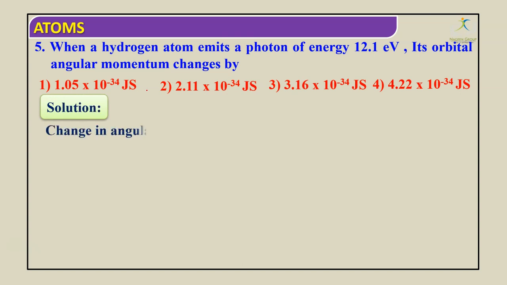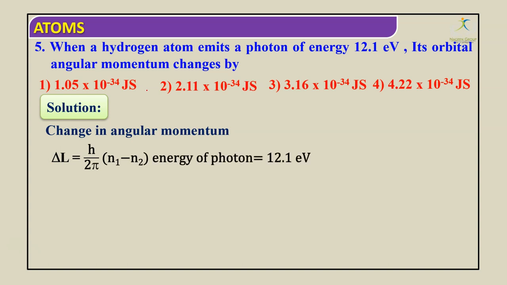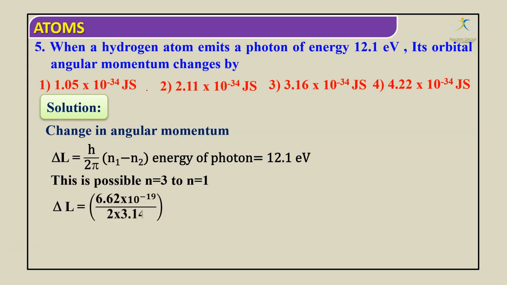Let's move with the solution part. The change in angular momentum, delta L, is equal to h by 2 pi times (n1 minus n2). The energy of the photon is 12.1 electron volt. This is possible when n is equal to 3 to n is equal to 1. Delta L is equal to 6.62 times 10 to the power minus 19 divided by 2 into 3.14. This is equation number 2. So after solving a bit, we get the value 12.5 times 10 to the power minus 34 by 6.28.